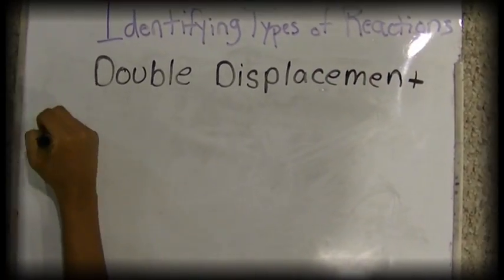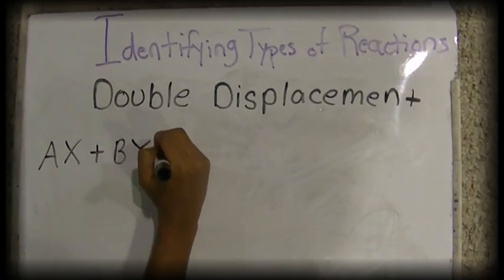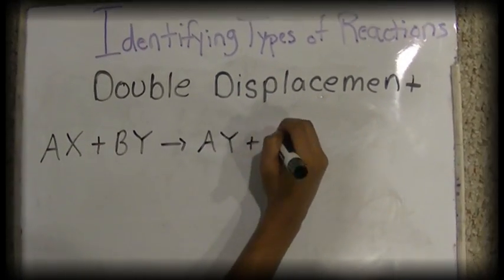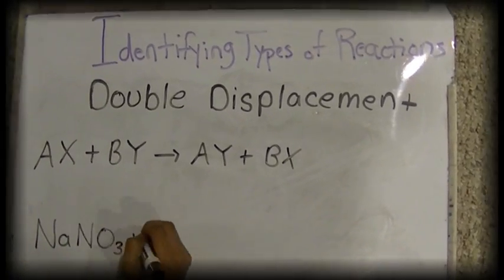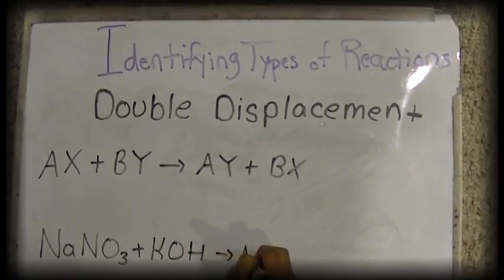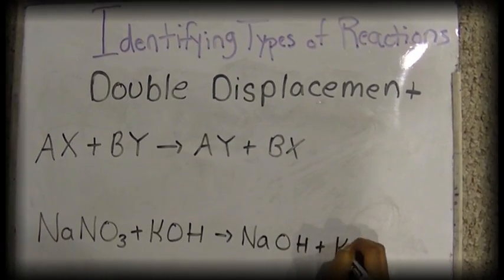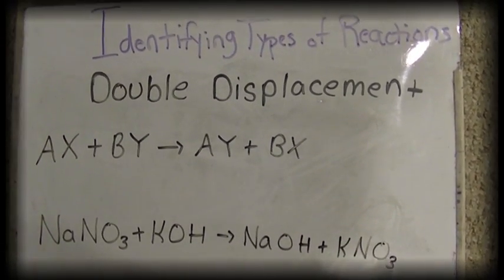Double displacement. When two different elements in a different compound trade places. In order for this reaction to occur, the reactants must be aqueous and one product must be solid, and the other product must be aqueous. Both sides of the chemical equation contain two compounds.